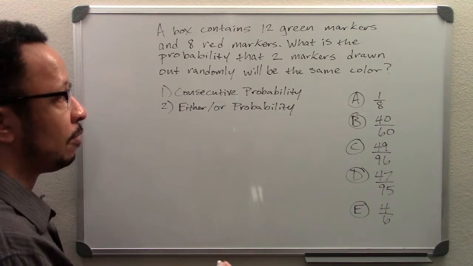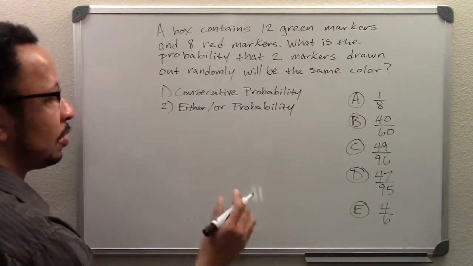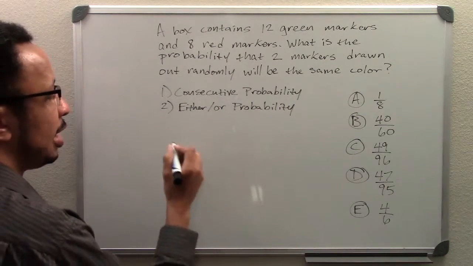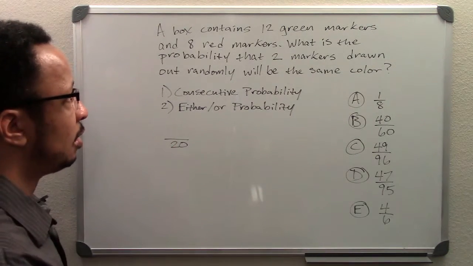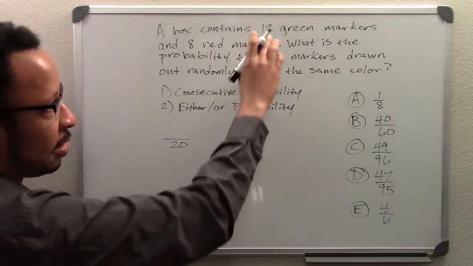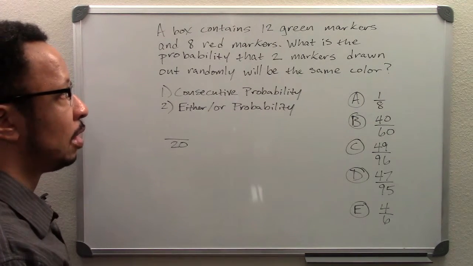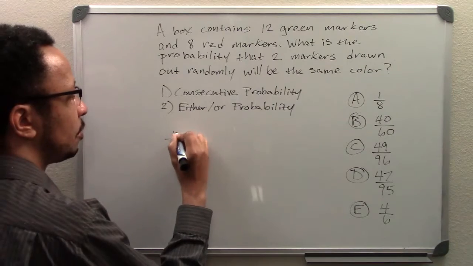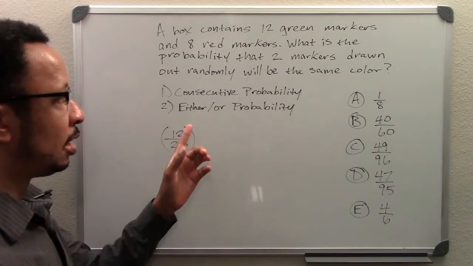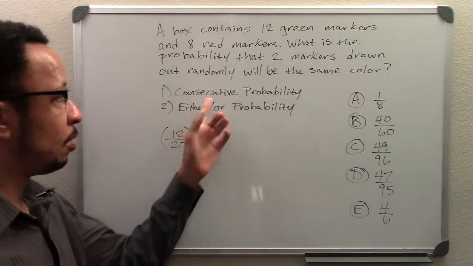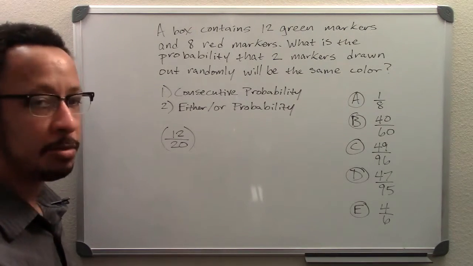First, add up the total number of markers in the box, 12 plus 8, which is 20. Let's say we're working on the green first, with the box full of markers. You're going to have 12 green in there. That's the first factor. And because this is a consecutive probability, the probabilities are going to be multiplied by each other.